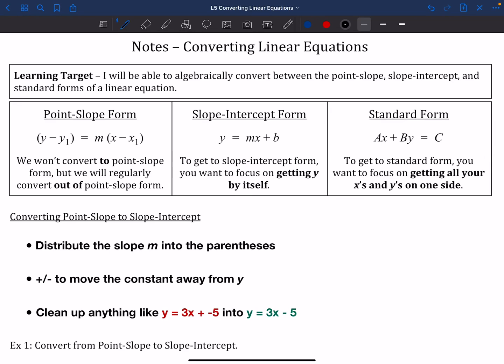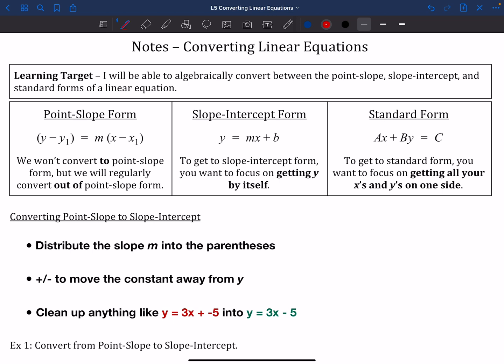Alrighty, hello again. Today we're going to talk about how to convert between the different types of linear equations we've done so far. We've talked about point-slope form, slope-intercept form, and standard form. Converting between these is actually pretty valuable. Sometimes one might be easier to work with in a certain situation than another. Some of them are easier to graph than others, so converting between them can be pretty helpful.